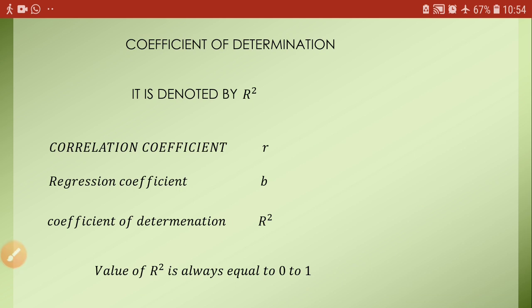Okay, so this was a brief introduction. We have started a topic, the coefficient of determination, denoted by r square. I have told you that the word coefficient covers many things: correlation coefficient means r, regression coefficient means b, and coefficient of determination means r square.